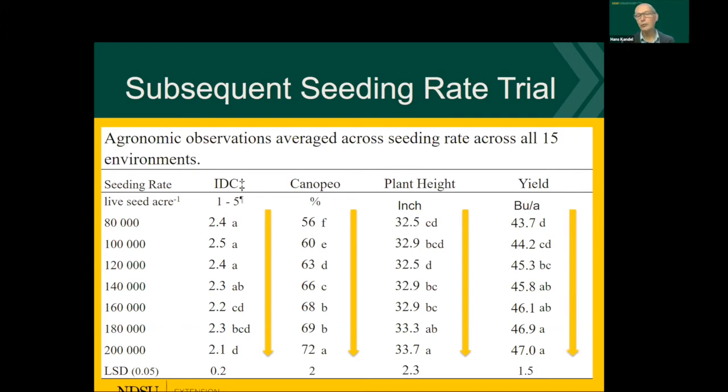But of course, what we are most interested in is the yield. And as you can see here, the yield increased. But if you look at the data with the A's and the B's, from 140,000 to 200,000 the yield is basically significantly the same. But with a low seeding rate, you will lose some yield potential.